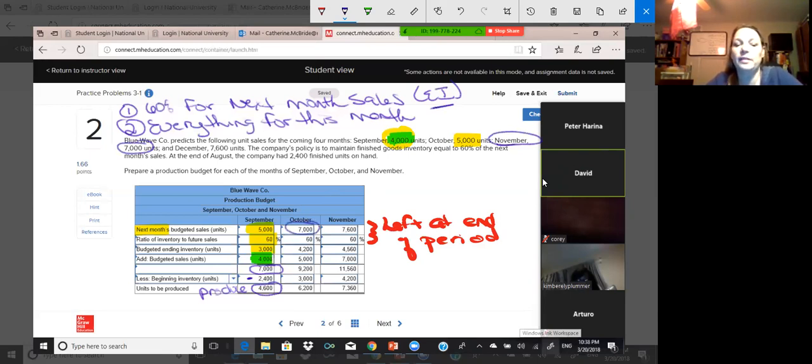At the end of the month, I want 60% of them in inventory. So that means I need 4,200 units in ending inventory. Plus, in October, I have these 5,000 units that I'm going to sell. So I also need these 5,000 units. So I need a total of 9,200 units. But I already have 3,000. So that means I only have to produce 6,200.